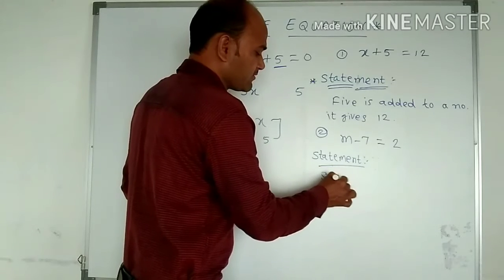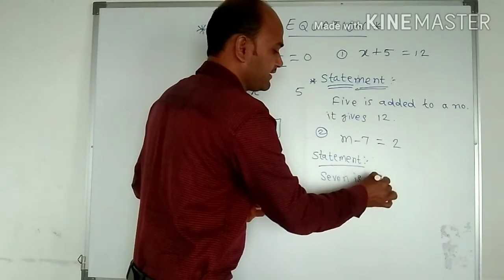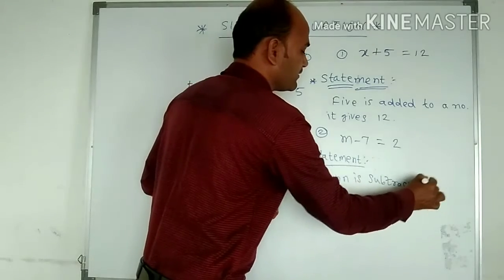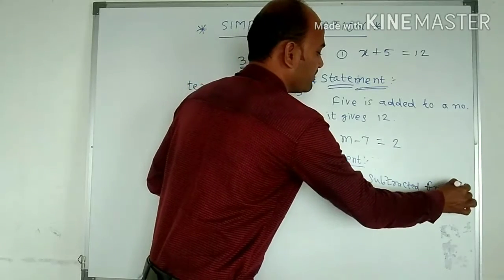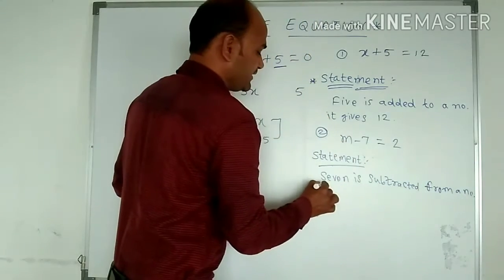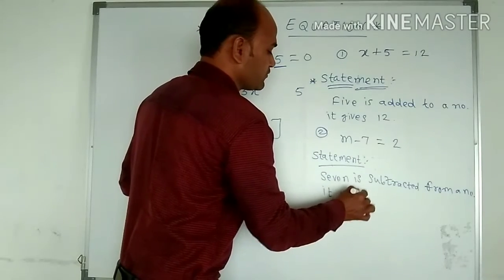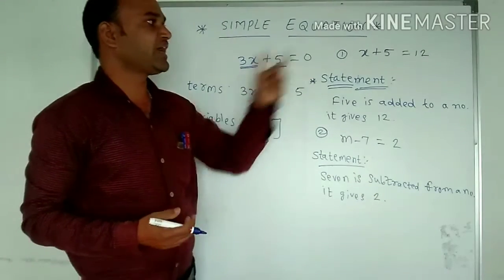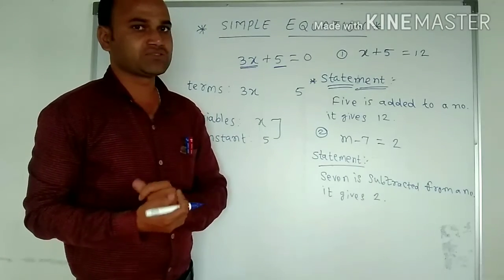7 is subtracted from a number. It gives 2. So in this way we have to write the statement and we have to prepare the equations in this way.